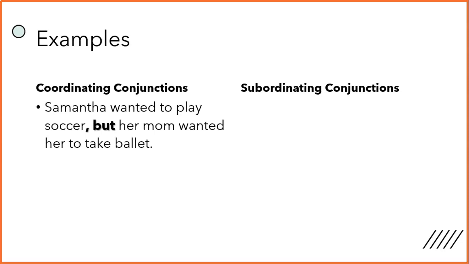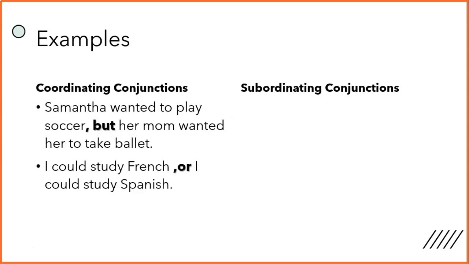Coordinating conjunction. So this is a compound sentence. Samantha wanted to play soccer, but her mom wanted her to take ballet. Comma but is a coordinating conjunction. It's a FANBOYS. I could study French, or I could study Spanish. Comma or is a coordinating conjunction. It's a FANBOYS. All of these sentences on this side are a compound sentence.